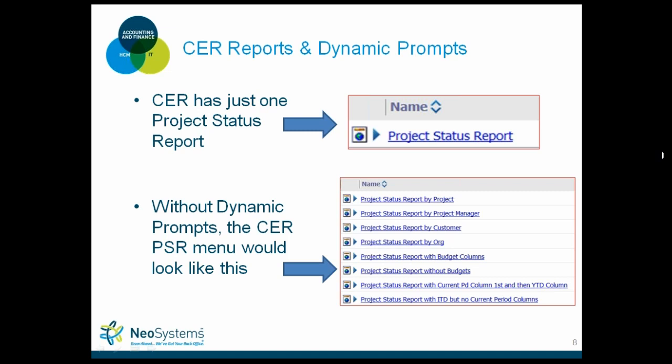And so we created a fictional menu here. If you didn't use dynamic prompts, then you would have a project status report that's sorted by project, or a separate one by project manager, or one that includes the budget columns. Then you have a separate one that doesn't have budget columns, and so forth. And this is probably a short list. The PSR by itself is really a very powerful report.